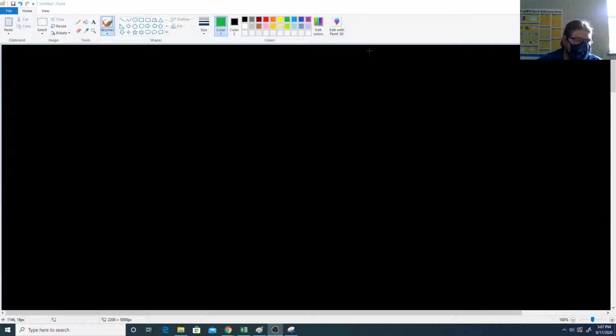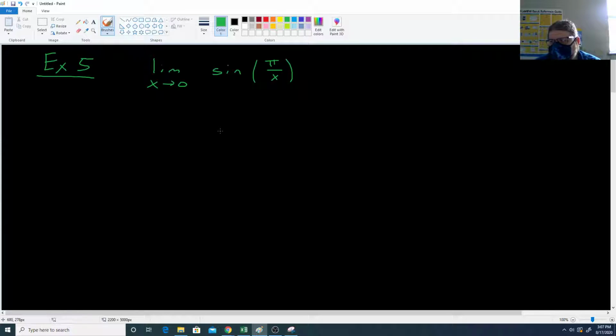Okay, for this one, we are going to look at section 2.2. We're going to look at example 5. This example wants us to find what's going on with the limit as x approaches 0 of sine of pi over x. So to start out, let's take a look at what's going on as x approaches from the left. What is sine of pi over x giving us back?